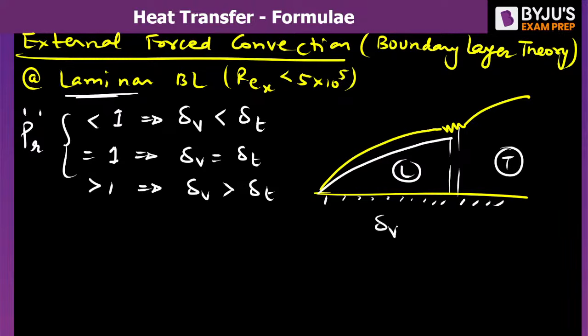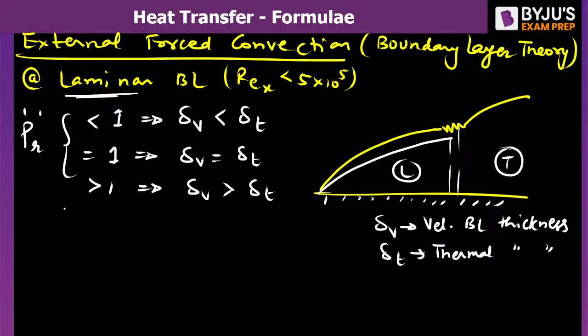Delta V is the velocity boundary layer thickness in laminar region. Velocity boundary layer thickness, or we can call it as hydrodynamic boundary layer thickness. Delta T is called as thermal boundary layer thickness. Delta T is the thermal boundary layer thickness.